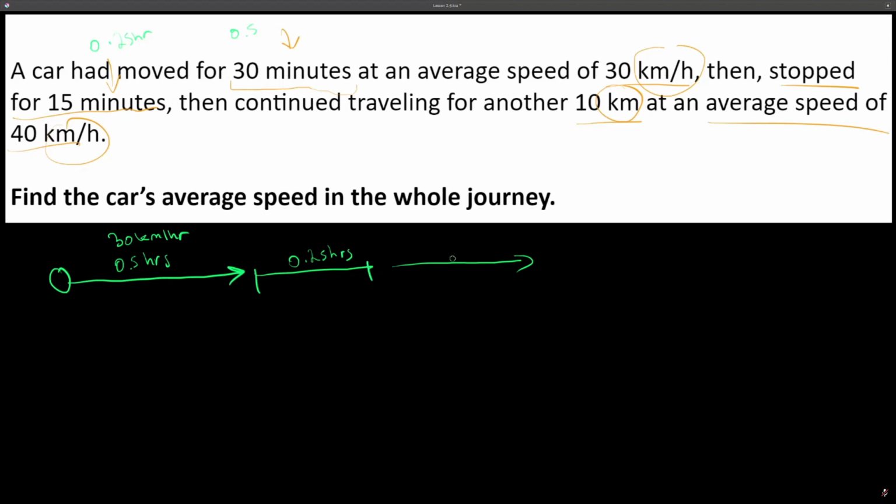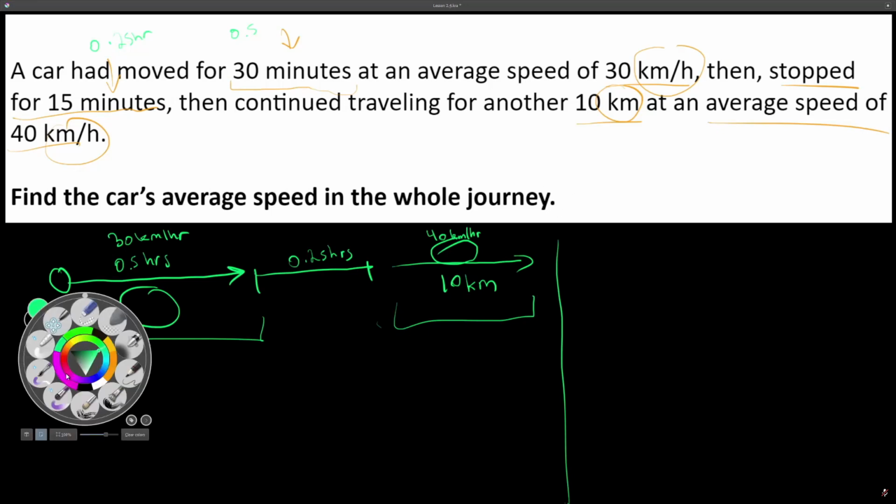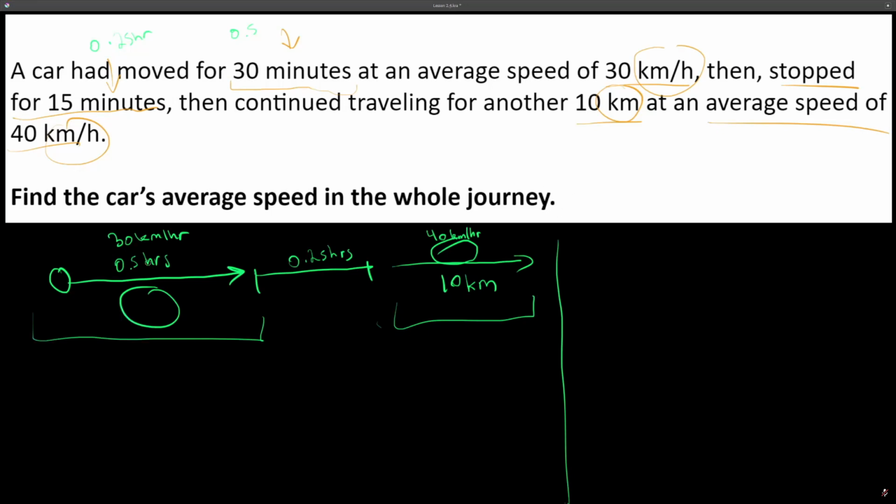So it continued traveling again for 10 kilometers at an average speed of 40 kilometers per hour. Now we're missing two values here. Here we're missing this distance, and here we're missing the time. So let's split this into two questions. One, we calculate the distance, and here we calculate the time, and then we'll combine it all to calculate the average speed. So let's do the first step and calculate the distance.